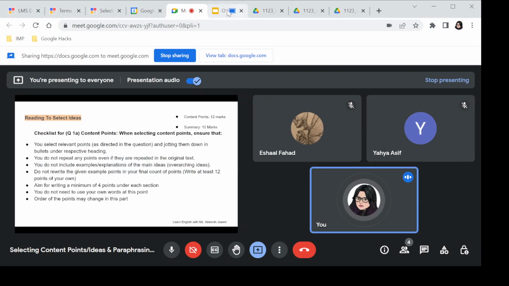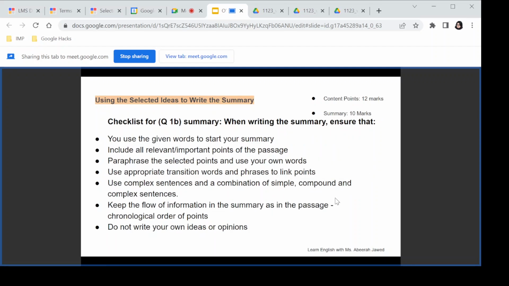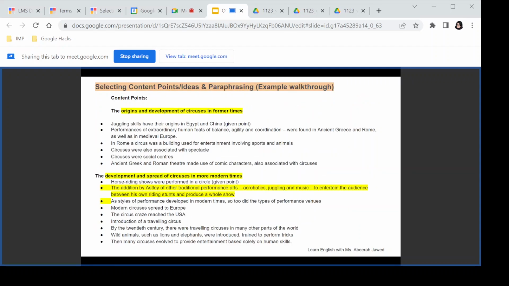You select relevant points as directed in the question and jot them down in bullets under the respective heading. You do not repeat any points, even if they are repeated in the original text. Keep in mind, you do not include examples or explanations of the main, overarching ideas. Do not count the given example point in your final count of points. Aim for writing a minimum of 4 points under each section, but it may vary depending upon the text you get. It is not a hard and fast rule. You do not need to use your own words at this point. The order of the points may change in this part. It is your choice, but try to follow the given flow of the points.